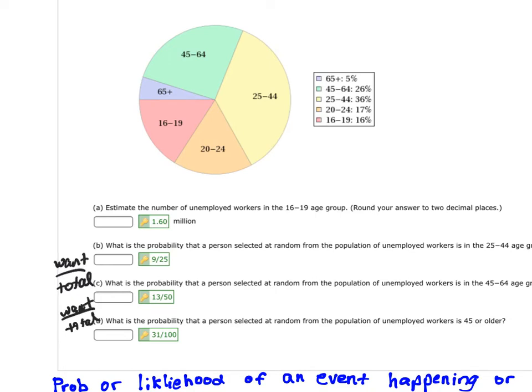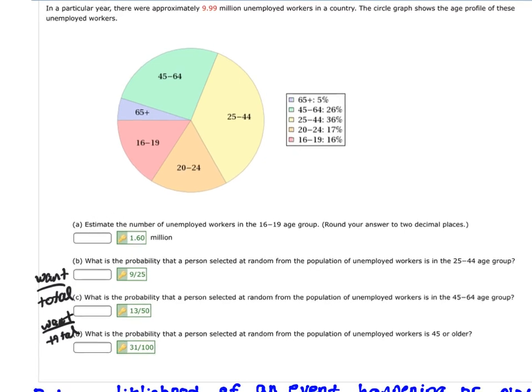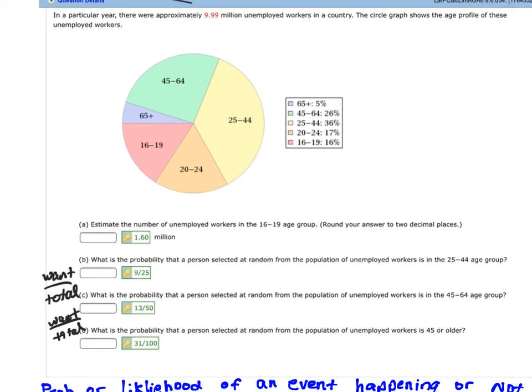So if we followed the want over total, do I know specific numbers here or do I just know percentages? Did they tell me that a specific number of people are unemployed? No, they just told me percentages. So I'm going to estimate the number of unemployed for a certain age group. Let's think about this. They want to know 16 to 19? What's the percentage of people that are unemployed in that age group?